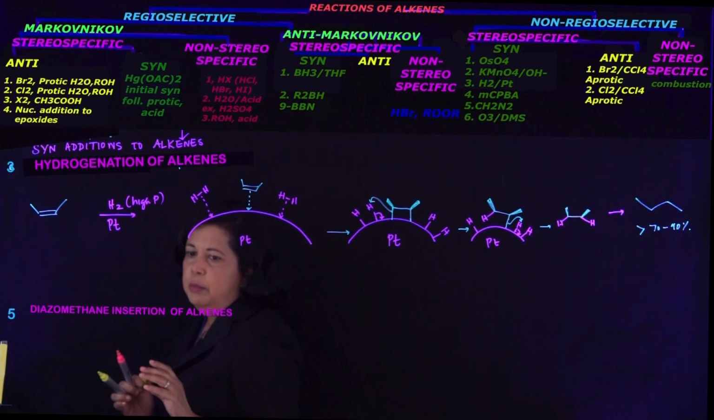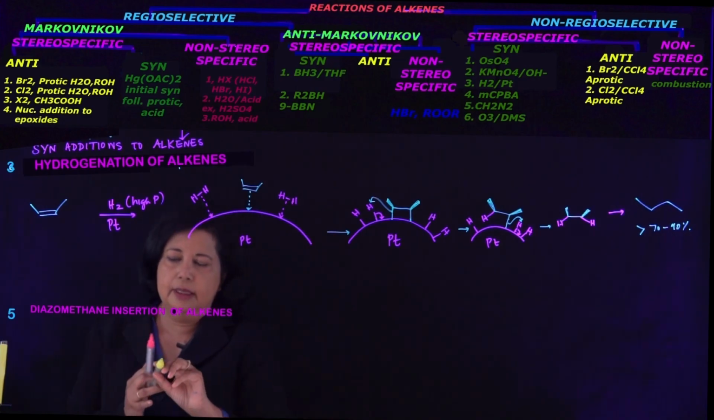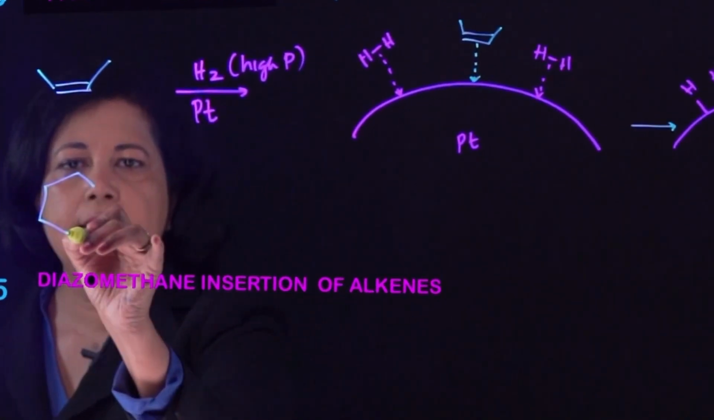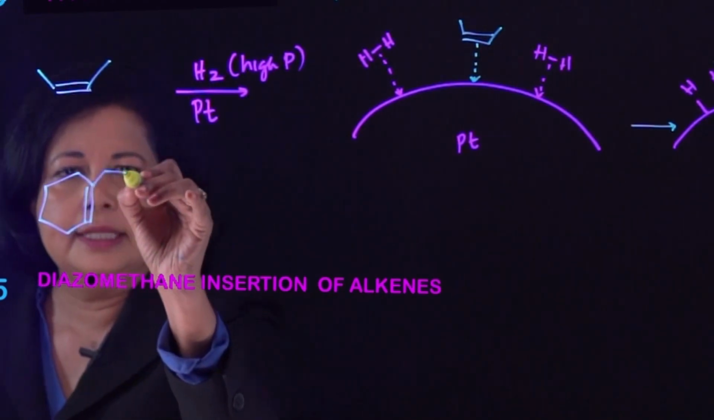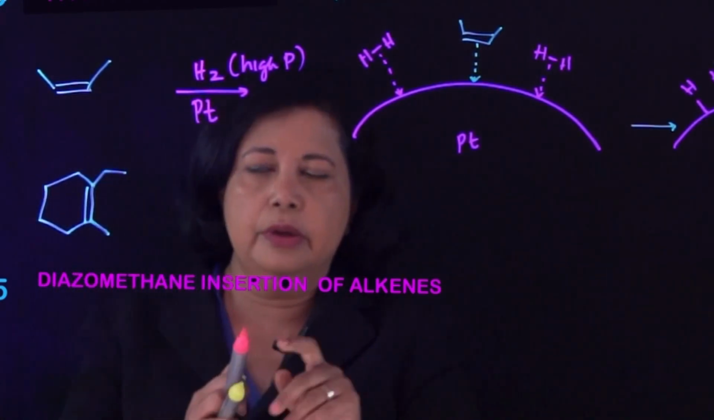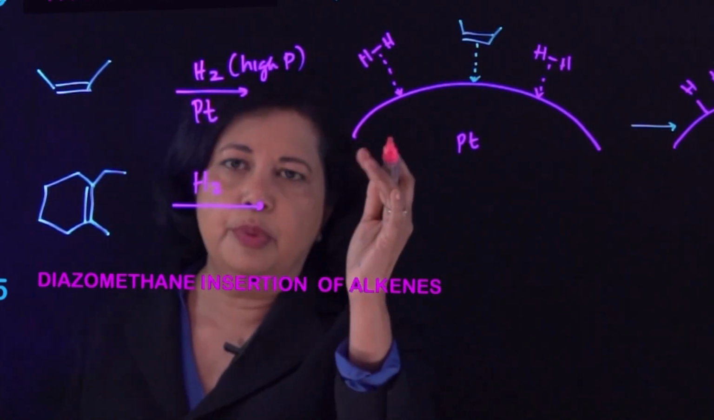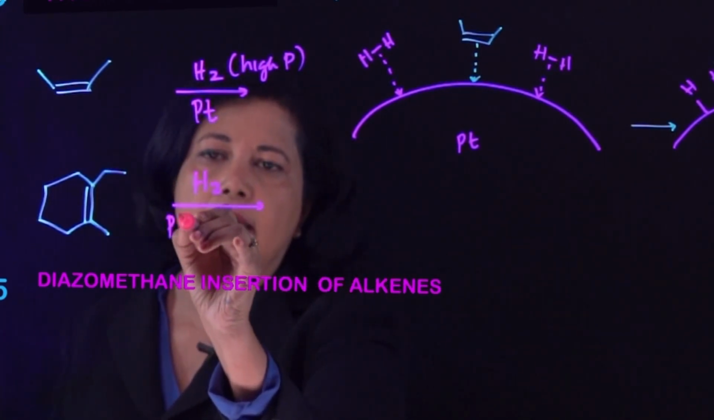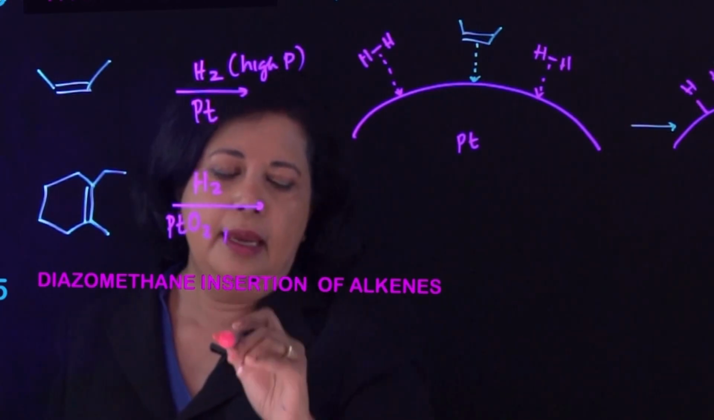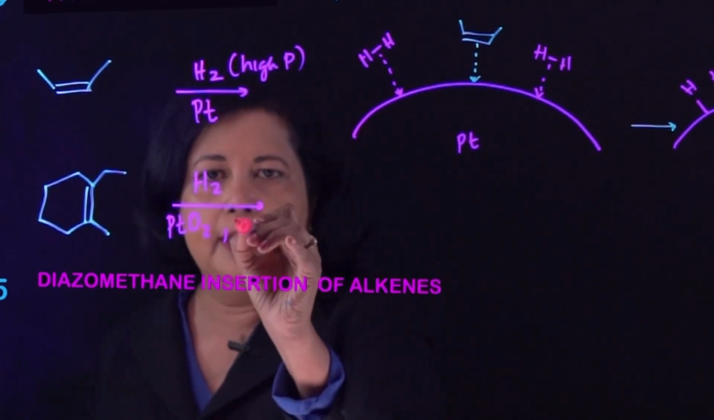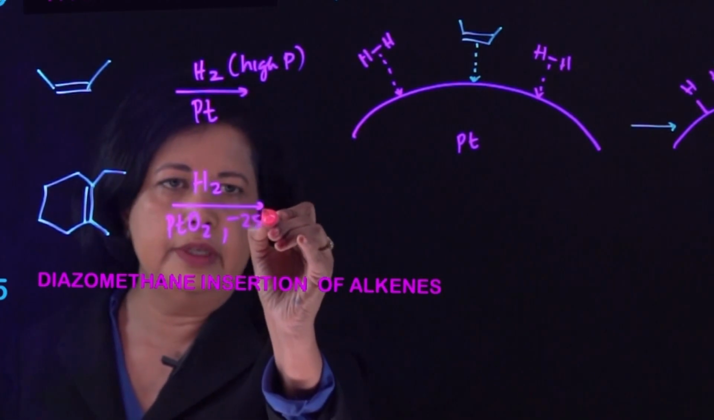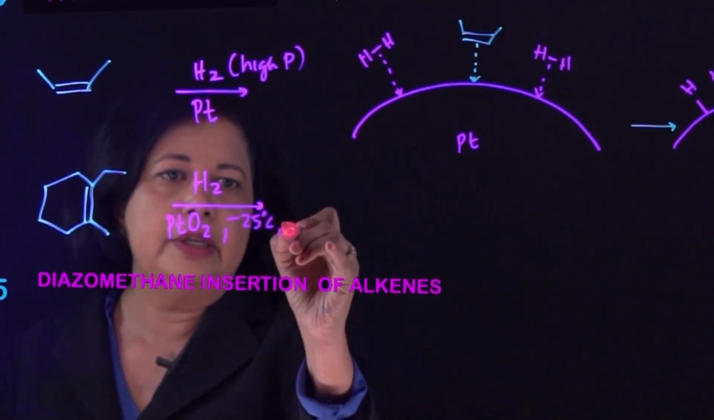Let's look at an example here for this. Let's take a cyclohexene, and let's say you have an ethyl and a methyl here. You put hydrogen under high pressure, platinum oxide for the surface, and you also have to cool it down to minus 25 degrees C. You have a solvent here, ethanol.